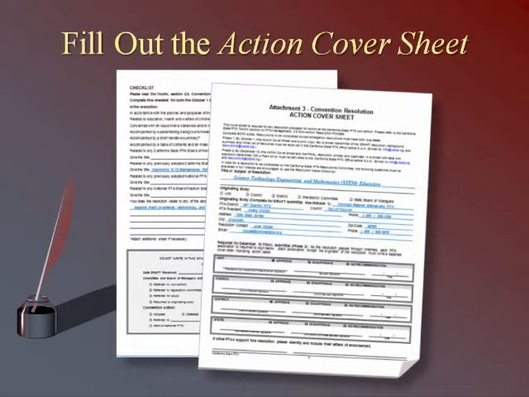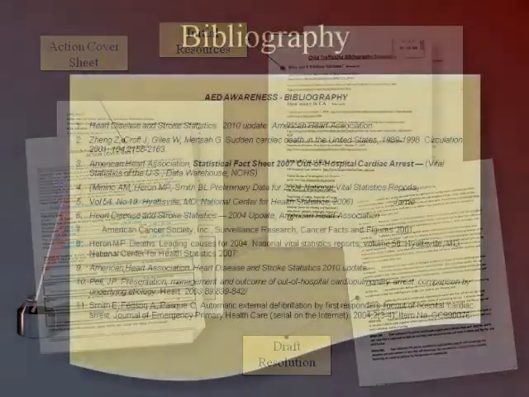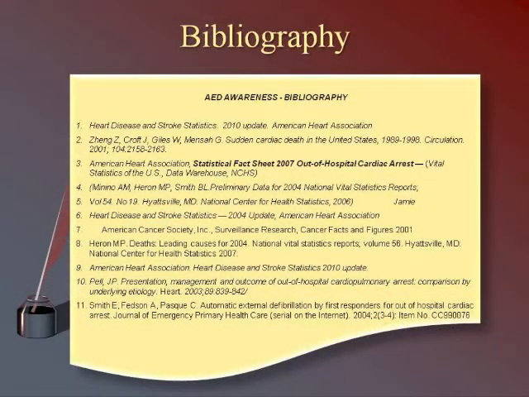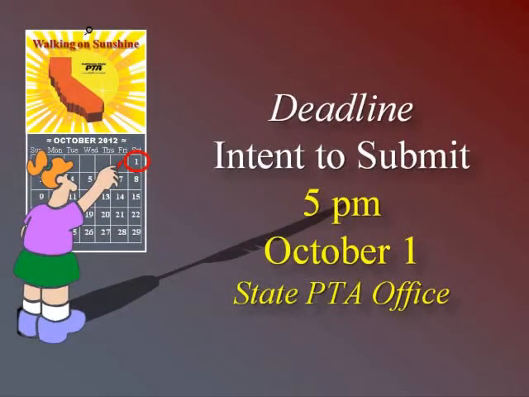Attach a draft of your whereas, resolves, and background summary to the action cover sheet. Be sure to include your initial list of resources and send it to the California State PTA office in Sacramento. Now, the initial list of resources indicates to us how serious and committed you are in developing your resolution. Now, the first submittal is called an intent, and it must be in the California State PTA office no later than 5 p.m. on October 1st.